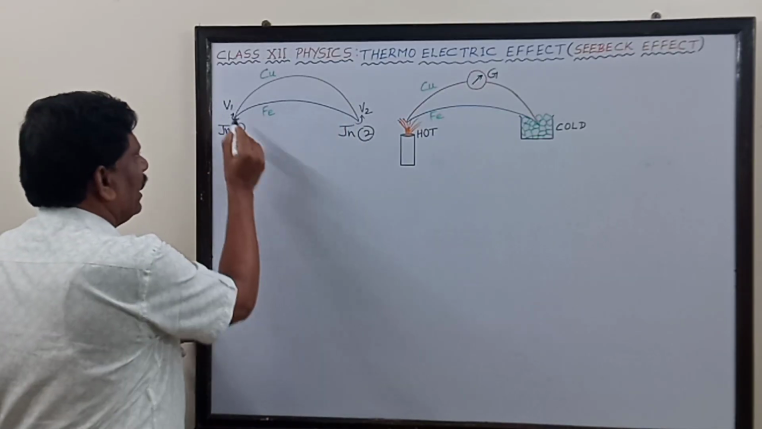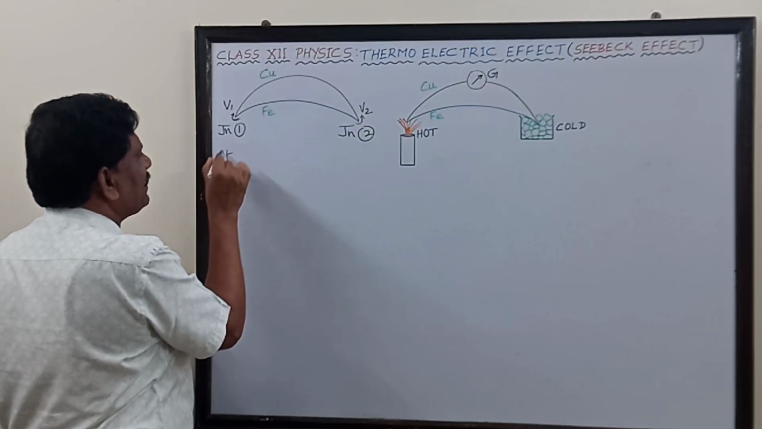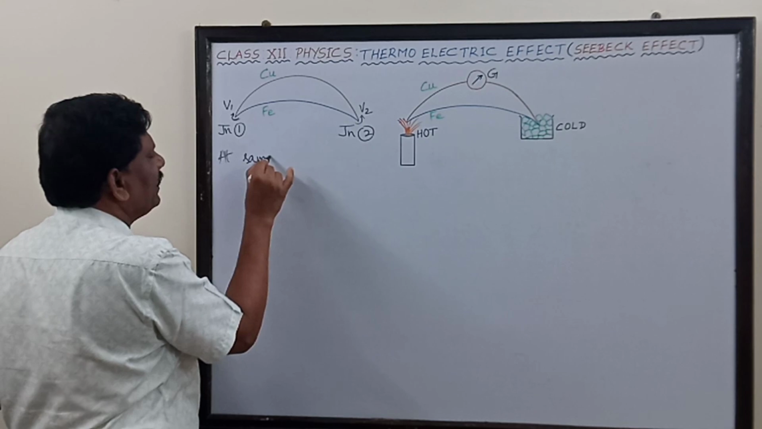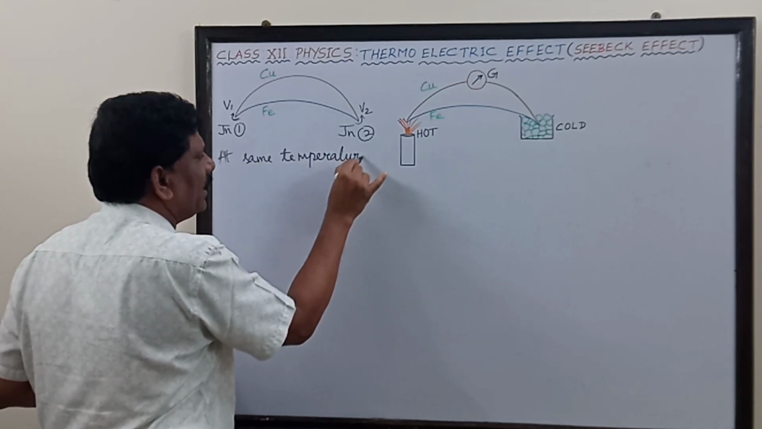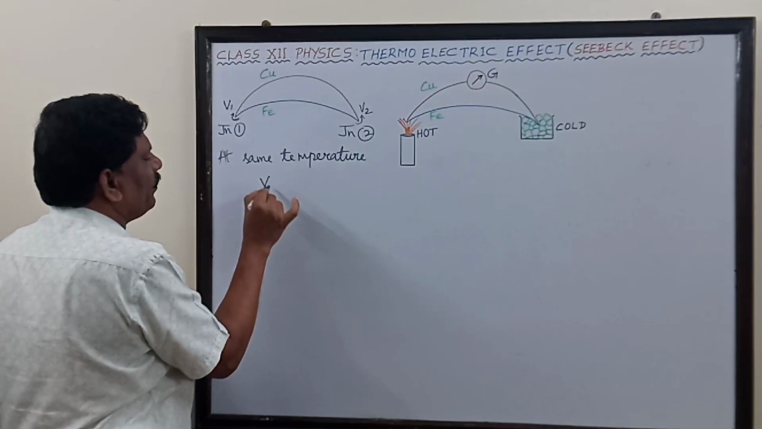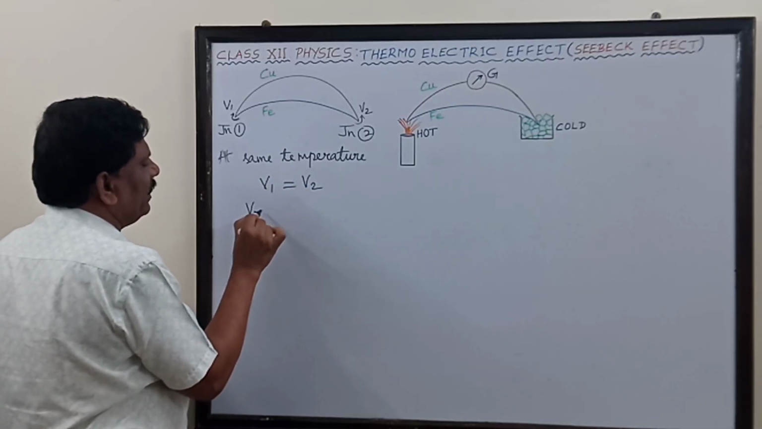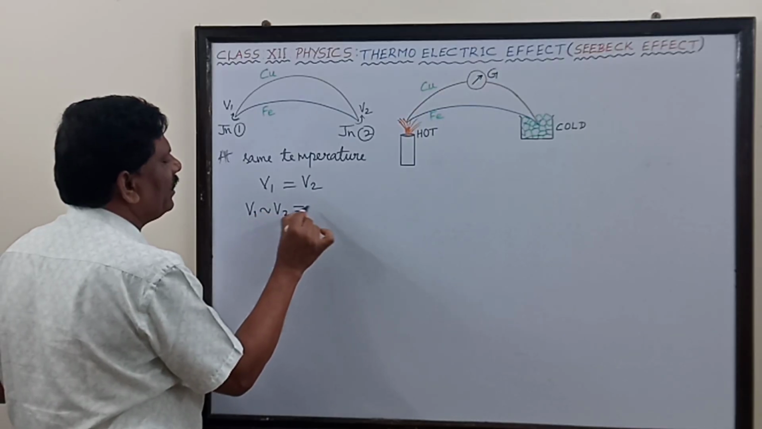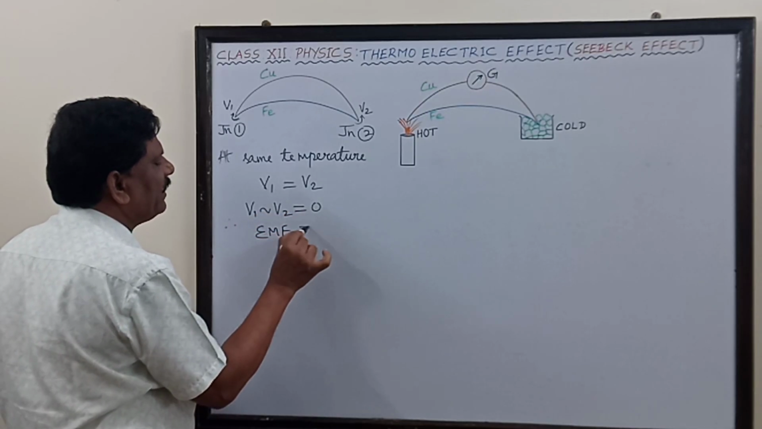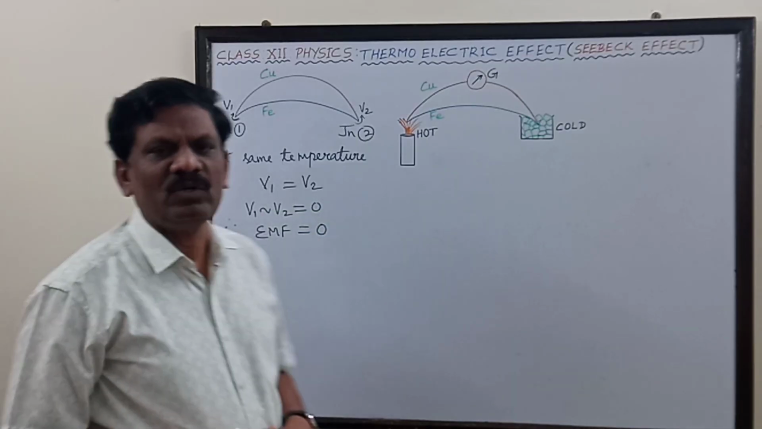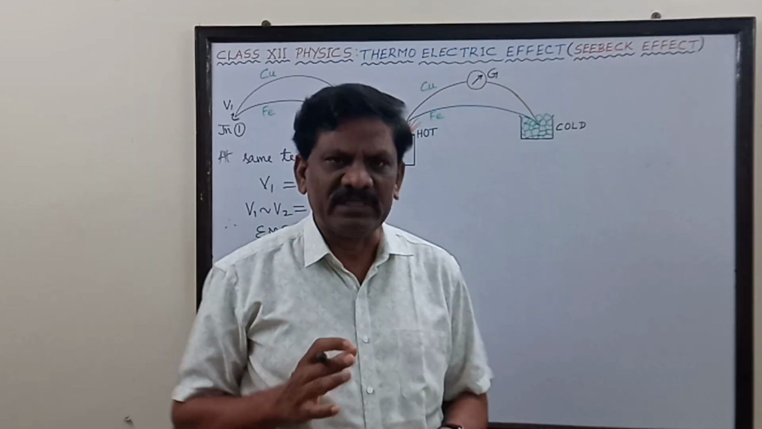Now, since both the junctions are at the same temperature, V1 will be equal to V2. So V1 minus V2 is equal to 0. Therefore, the EMF generated will be equal to 0. There is no EMF in the circuit. This is the first observation.